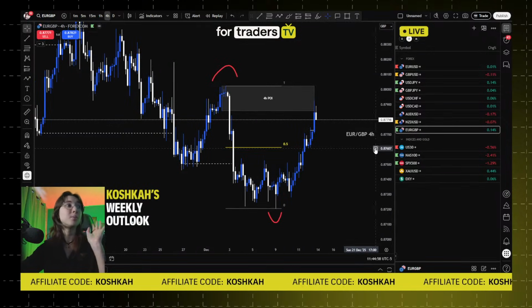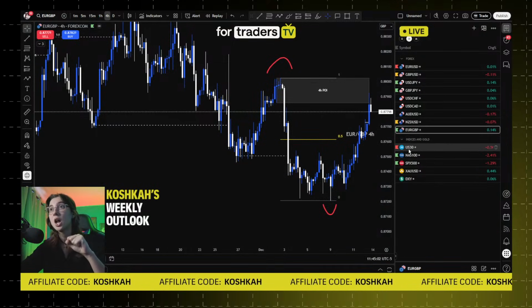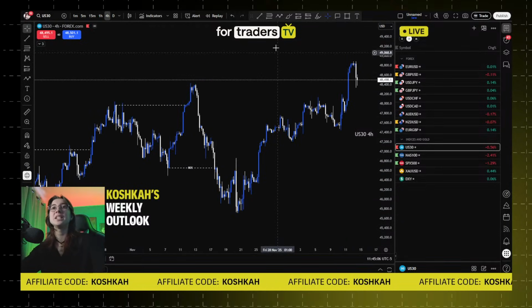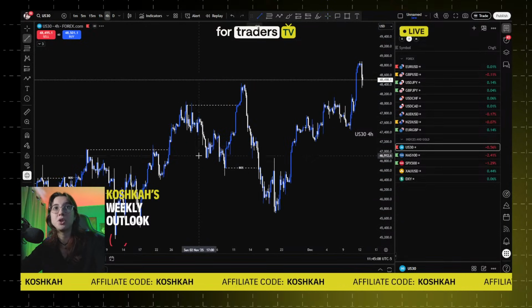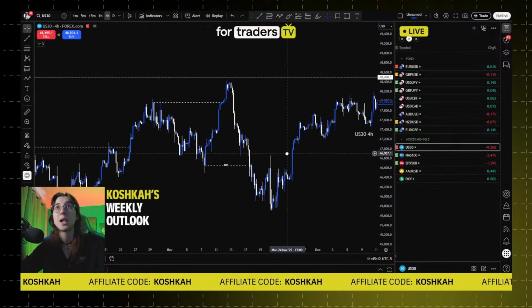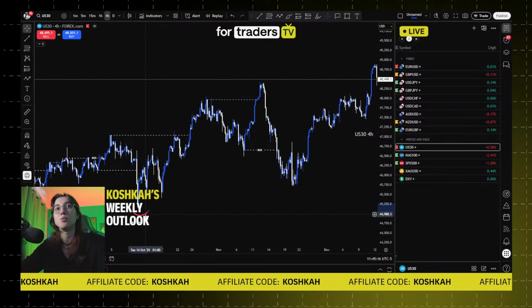Okay, so that's it for major Forex pairs, guys. What do we do now? We can go on indices. On indices, quite simple. US 30 right now, what happened is that we broke structure to the upside. We finally broke structure to the upside, so now we can look for some new buys.